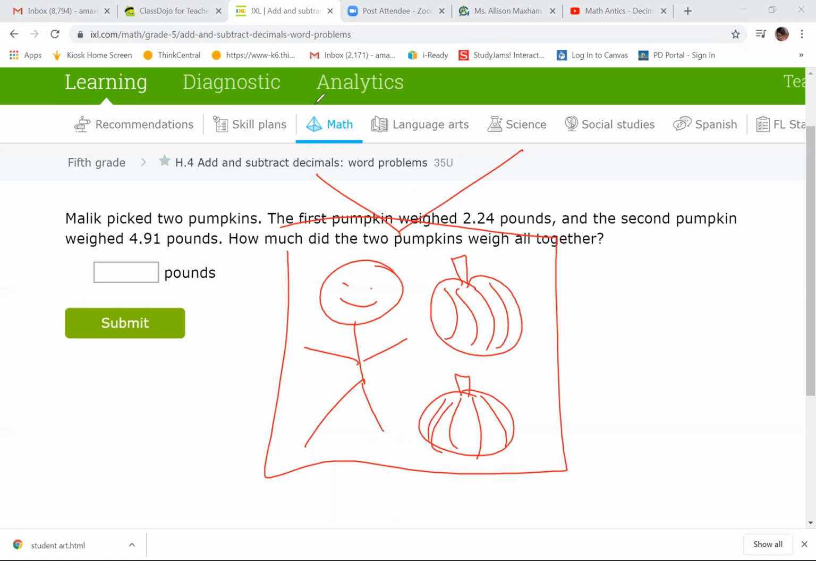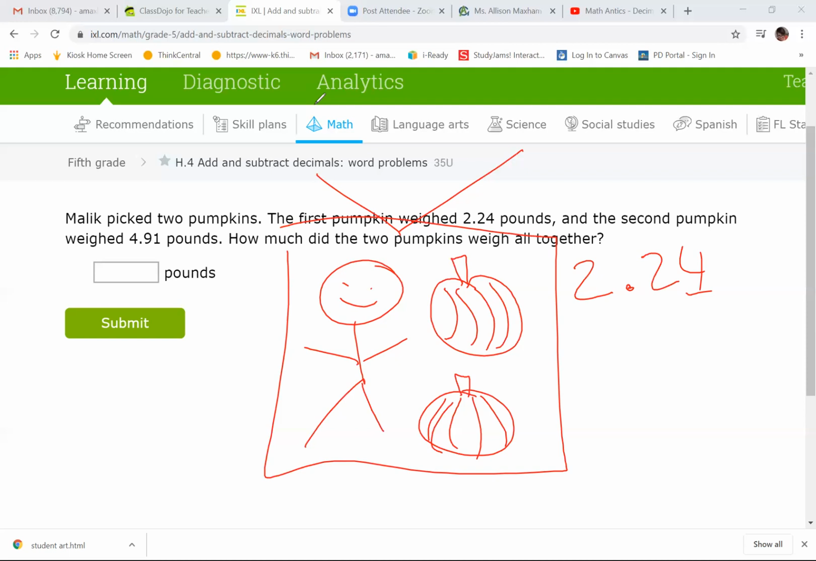2 and 24. Don't be lazy, Daisy. Say 2.24. You are not a flower that doesn't move and do math. You are a brilliant mathematician. And you're going to say 2 and 24 hundredths, because the last digit is in the hundredths place. So we name that last digit. That's the first pumpkin, 2 and 24 hundredths pounds.